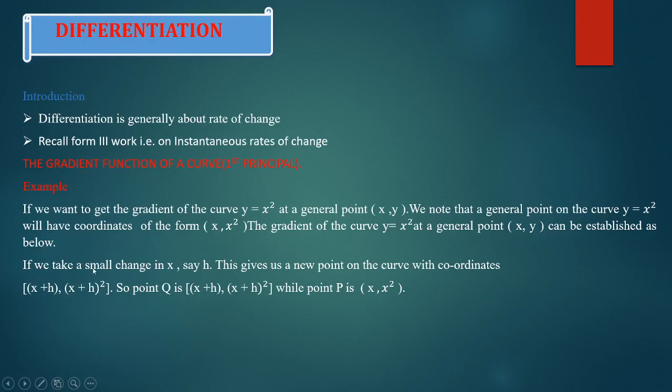That is, if we take a small change in x, say of h, it will give us a new point on the curve with coordinates x plus h. That is, our x2 becomes x plus h and x1 is x. Our y2 becomes (x plus h) squared, because this is our x and y is x squared, so you square this one to get the y. So the point Q will be x plus h and (x plus h) squared, while point P is x and x squared.